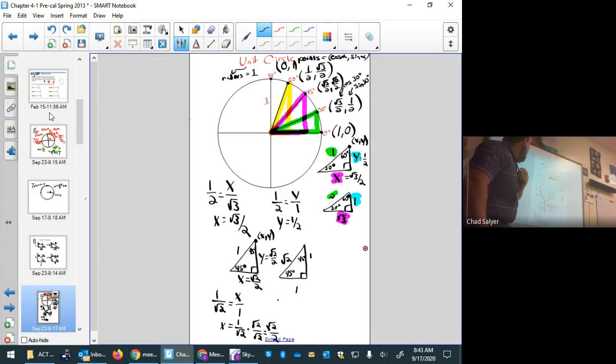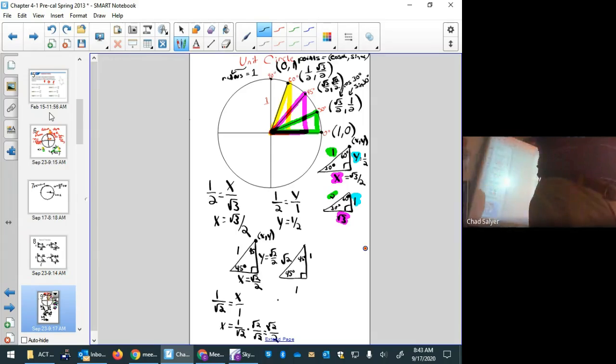Excellent. Holden, what is the cosine of 0 degrees? Good. Ian, what is the sine of 90 degrees? Incorrect. It's the y coordinate. 1. Good job. Rachel, what is the cosine of 45 degrees? Square root of 2. Square root of 2. Good. And then Colin, what's the sine of 45 degrees? Square root of 2 over 2. Excellent. Any questions about that?